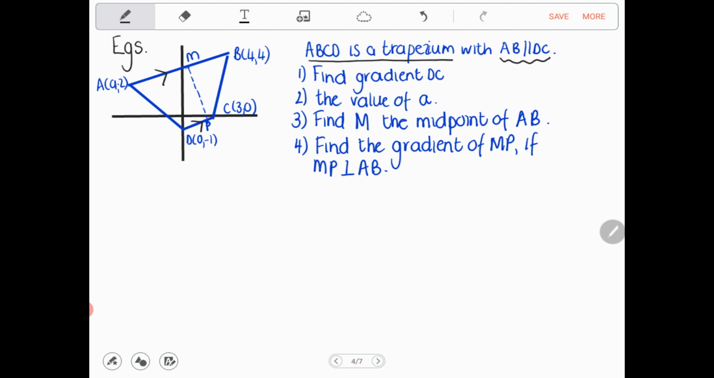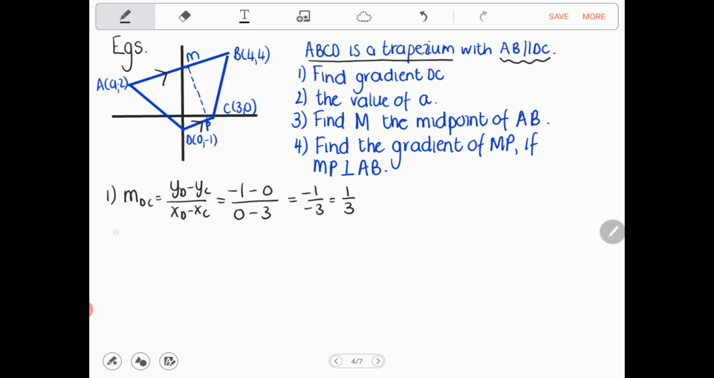All right, so we've been asked to first find the gradient of DC. Okay, gradient of DC is y D minus y C over x D minus x C. So that is -1 minus 0 over 0 minus 3, which is -1 over -3, which gives me +1 over 3. Okay, and then just check, yes, DC does have a positive gradient. It is going up from left to right, so that is a feasible answer.